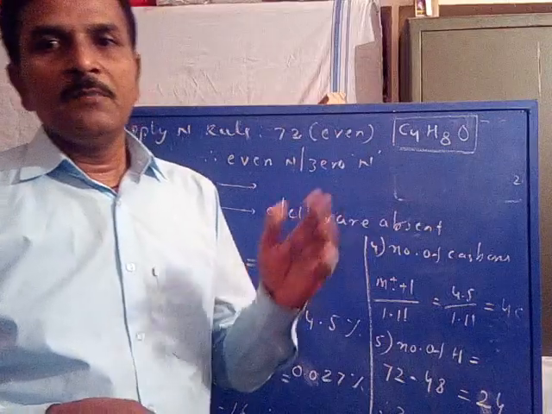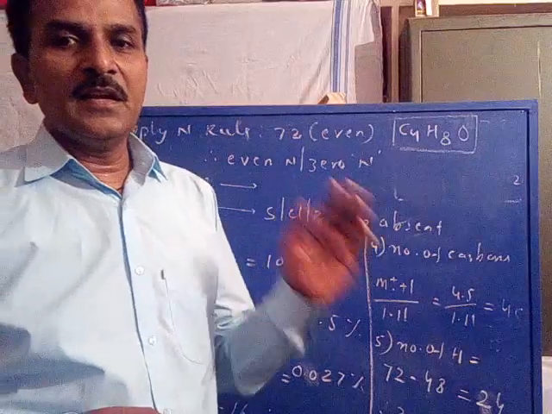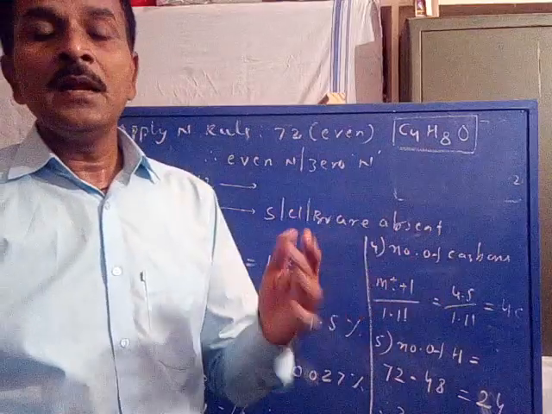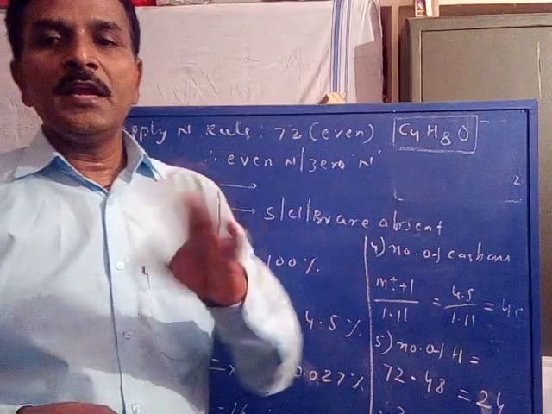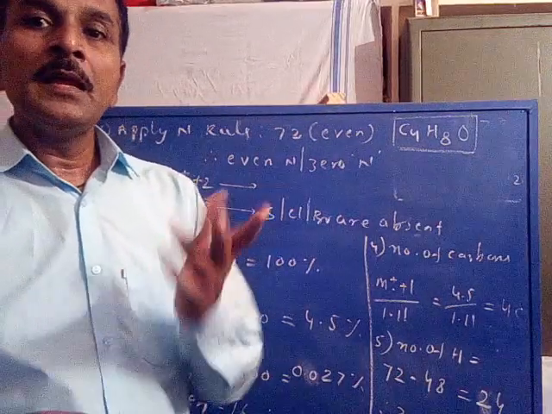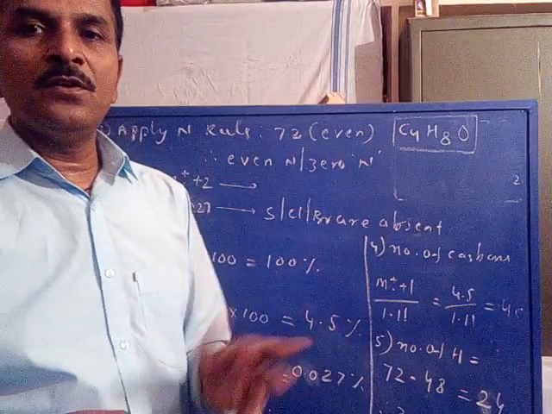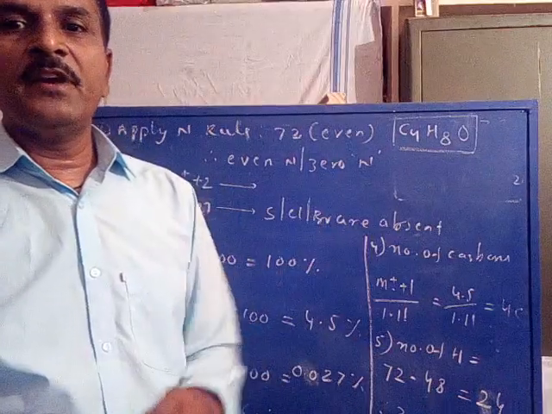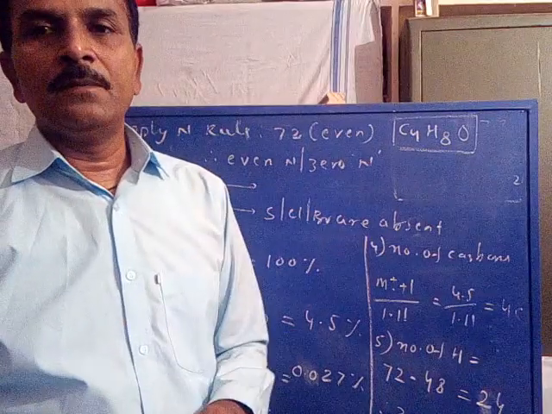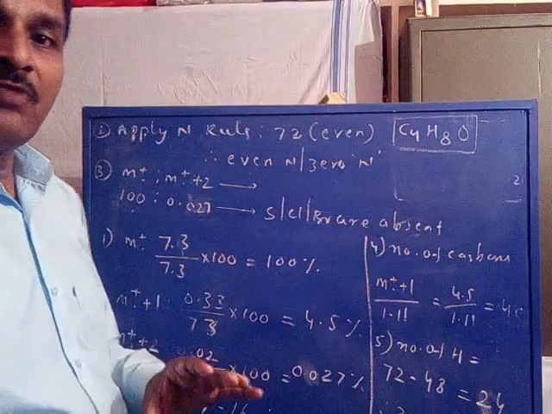The plus 1 signal is proportionally recalculated with respect to the molecular ion signal intensity: 0.33 divided by 7.3 times 100 becomes 4.5. So the plus 1 signal intensity is raised to 4.5. Similarly, the plus 2 signal intensity is also proportionally recalculated. Its original intensity is 0.002 obtained from the spectrum, divided by 7.3 molecular ion signal intensity times 100, becomes 0.027. So this is the recalculation of intensities of the molecular ion and the molecular ion plus 1 and plus 2 signals.